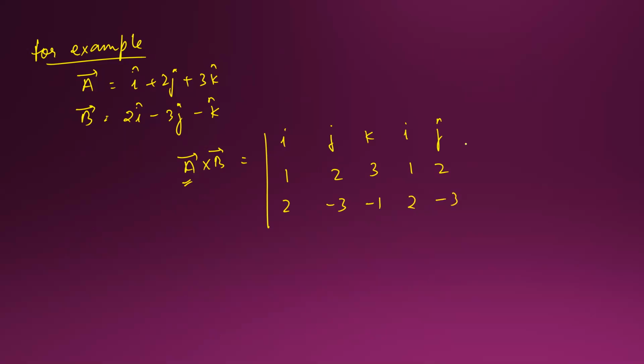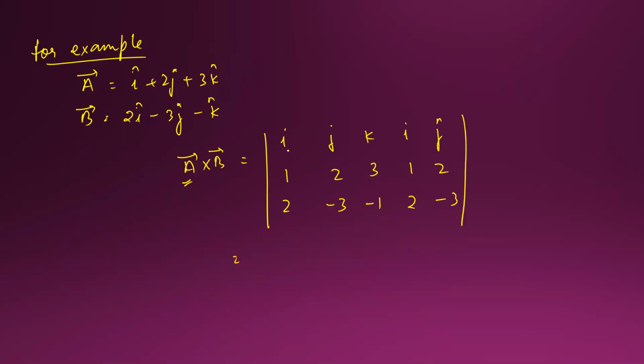So to find the cross product, just what you have to do is, this is a vector cross b vector, just remember that method: ijk and repeat it with ij. Now you are finding a vector cross b vector, so this will be 1 2 3 1 2. Now again 2 minus 3 minus 1 2 and minus 3.